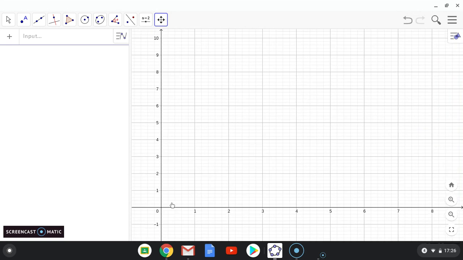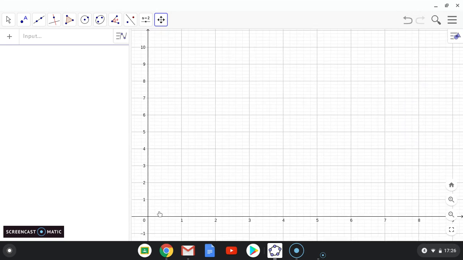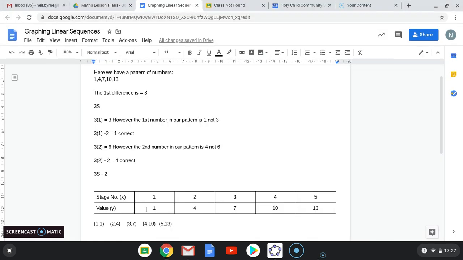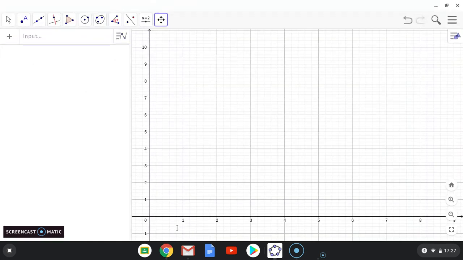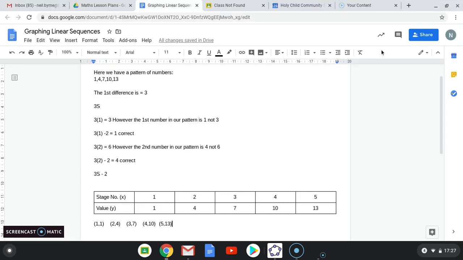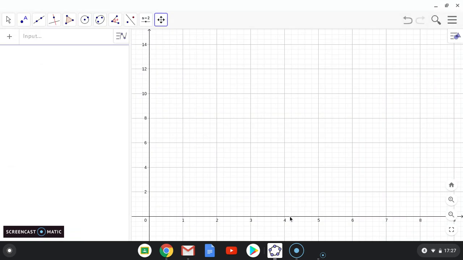Now, I'm using GeoGebra here because I'm obviously working from home. What number should I label my axes? Well, the biggest number on the y side, the value, the biggest number in the pattern is 13. So I want to go to at least 13. Honestly, I'd probably go up to 14, okay? And then on the x-axis, 1 to 5. Now, obviously, because I'm using a computer, I can't see where 13 is exactly. But because I'm using GeoGebra, which is freely available to download, and you should do it, I can type in the coordinates. So the first coordinate is 1, 1.